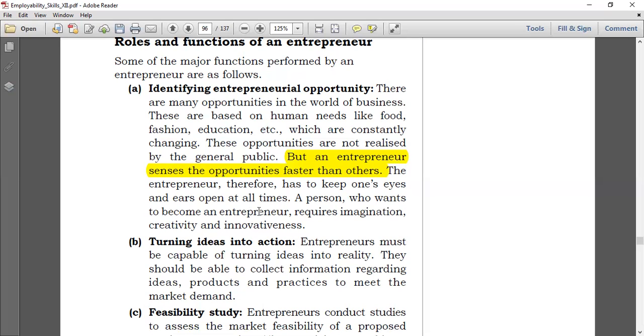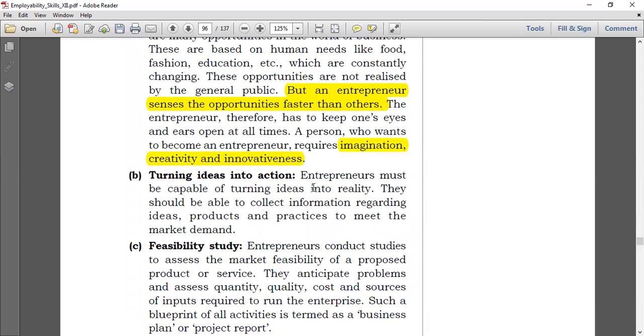The person who wants to become an entrepreneur must have imagination, creativity, and innovativeness. They must have the power to think, the power to create certain effective things, and they have to innovate new things, fine. Then turning ideas into action. Whatever ideas, whatever innovations they think of, they must turn into reality, right? They should be able to collect information regarding the ideas, product, and practices, and whatever ideas they have collected should be brought into actual practice.